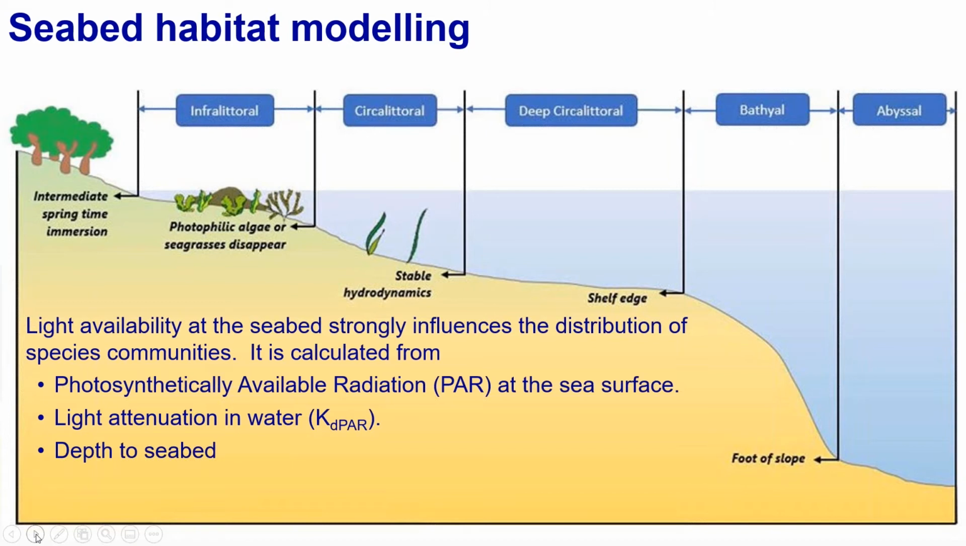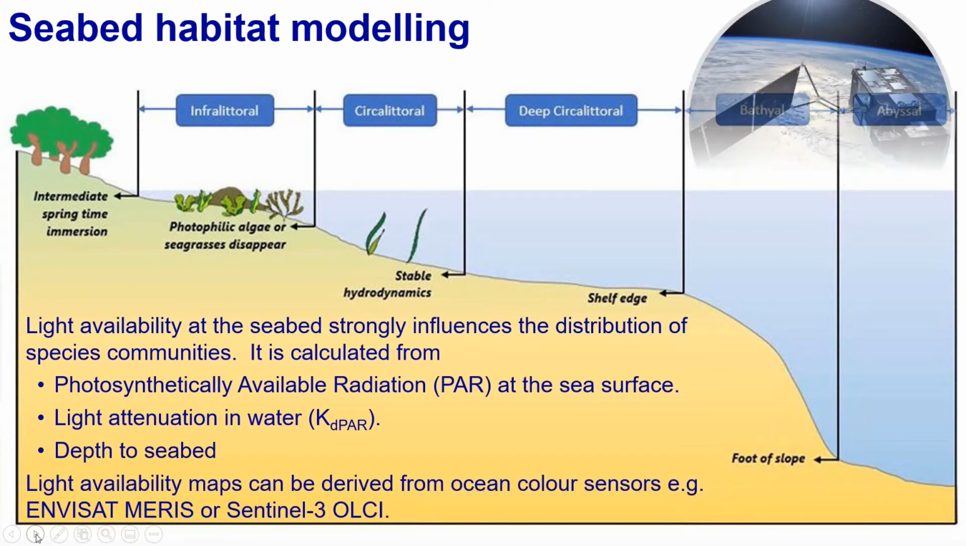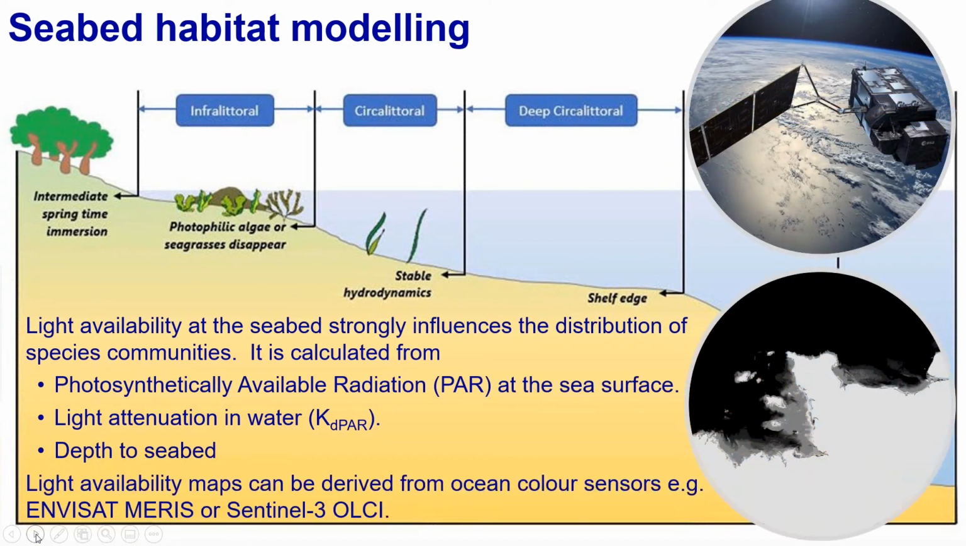And then you also need to know the depth to the seabed. And then knowing those things, we can create light availability maps from ocean color sensors. So the one that's mainly been used to date is the Envisat MERIS satellite, but there is now a focus on using the Sentinel-3 OLCI sensor, so it's an ocean color sensor, to actually derive light availability maps as well. And then these can be used in habitat modeling.